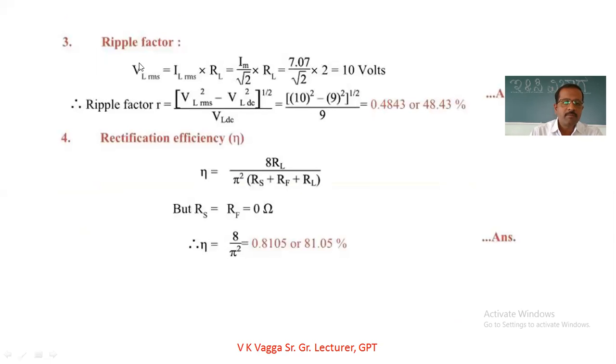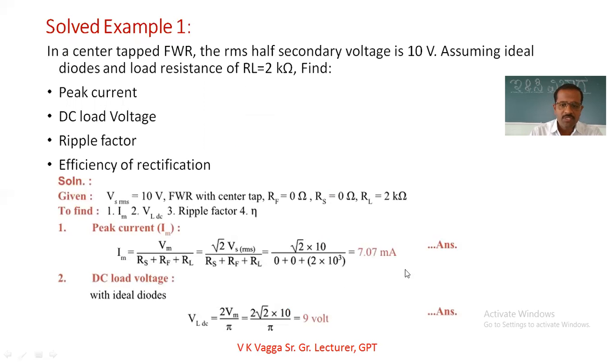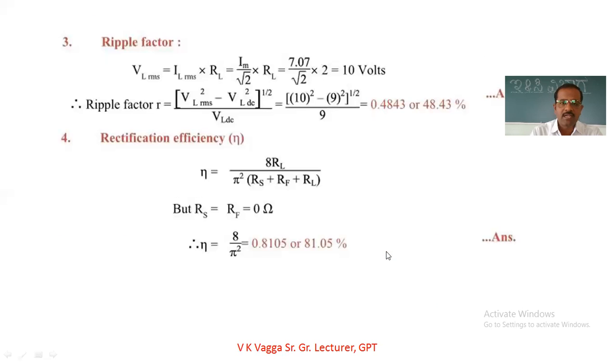So what's the formula for the ripple factor? Initially, I'm going to calculate the AC load voltage, and after that you can calculate the ripple factor. VLRMS is equal to ILRMS into RL, which is equal to IM divided by root 2 into RL. I'm going to place the value of the IM, which has been calculated here: IM is equal to 7.07. If it is placed in this equation, IM is 7.07 divided by root 2 into 2, so that you are able to get 10 volts after simplification.